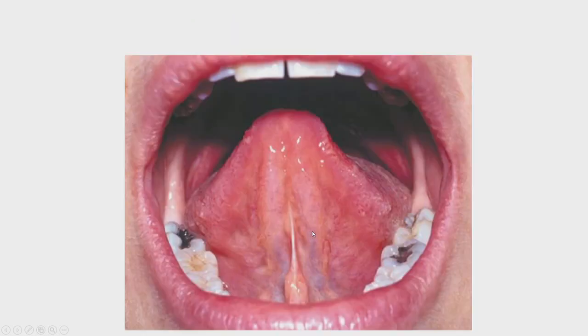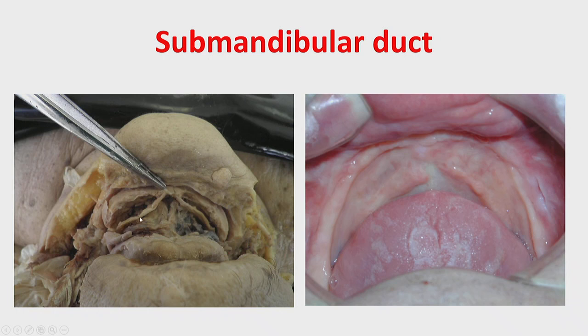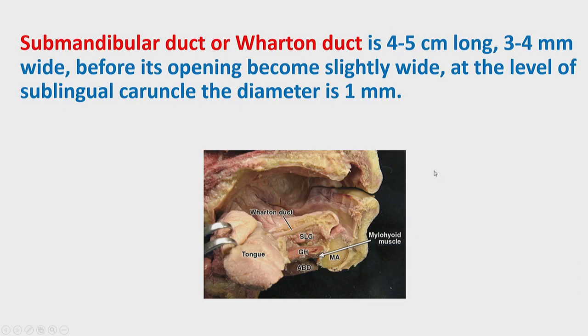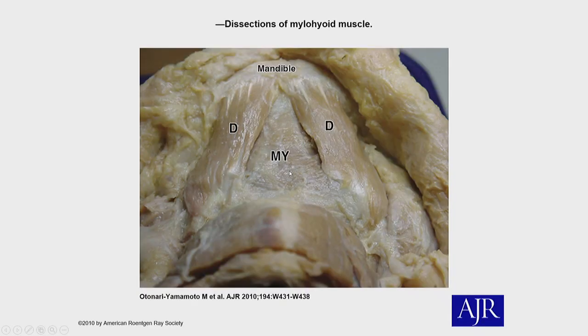Very nice. So here we already mentioned it, and here is the submandibular duct that is going to the sublingual caruncle, and here is the place of the duct which opens to the sublingual caruncle. Another name for the submandibular duct is Wharton duct. It is approximately 4 or 5 centimeters, and at the level of the caruncle, the diameter becomes very narrow, which is 1 millimeter. We already said in the salivary gland that this is the place of the infection.